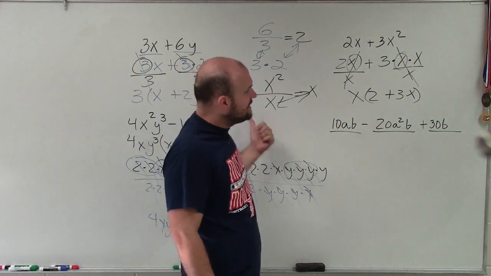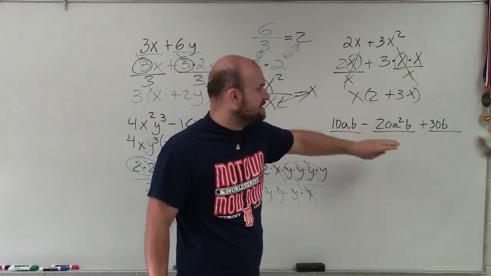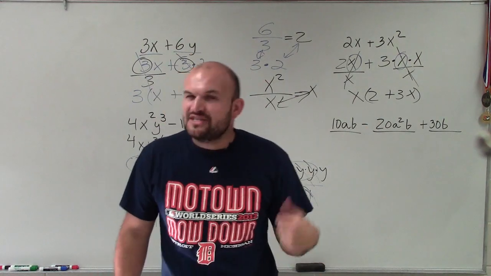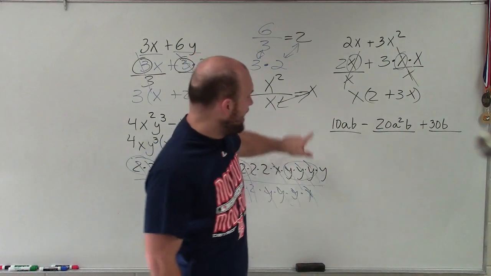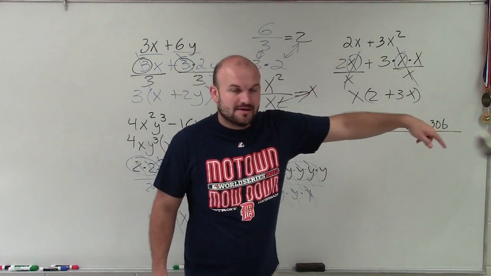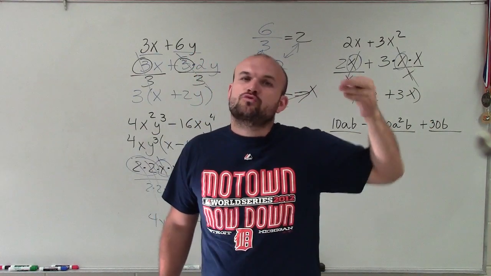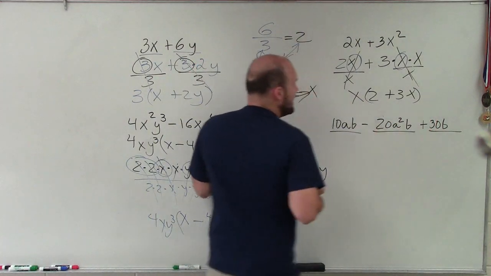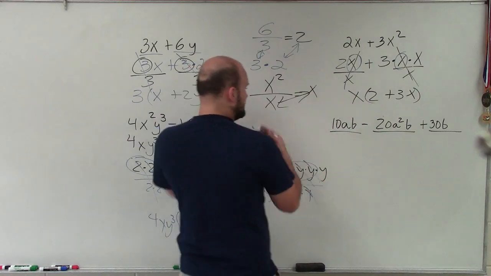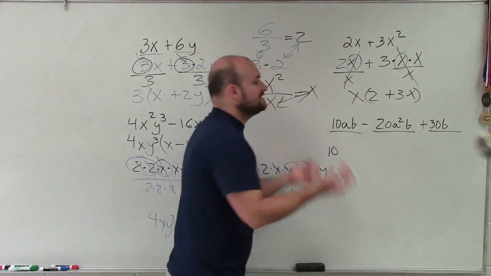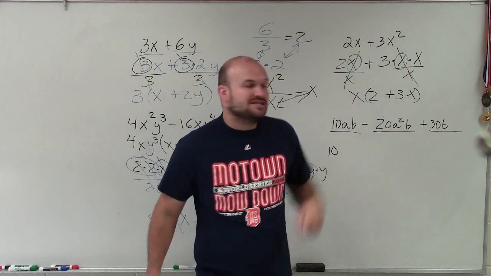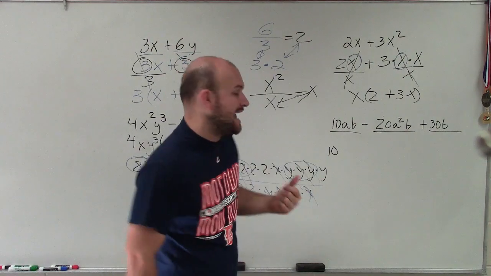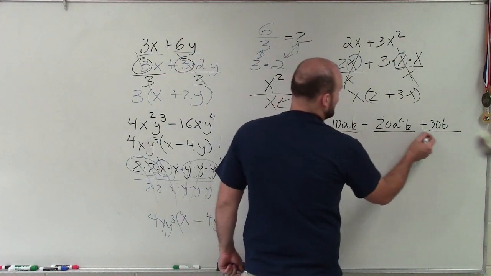All right? The only common factor I see amongst every single one of these terms is 2. But is 2 really the largest factor? I can divide 2 into each one of these, correct? But remember, we want to look at the greatest common factor. So the greatest number that divides into each of my numbers, I would say, would be 10. So I'm going to divide 10 or factor 10 out. They don't all share an a squared, so I cannot factor out an a, but I can factor out a b, as they all share a b.